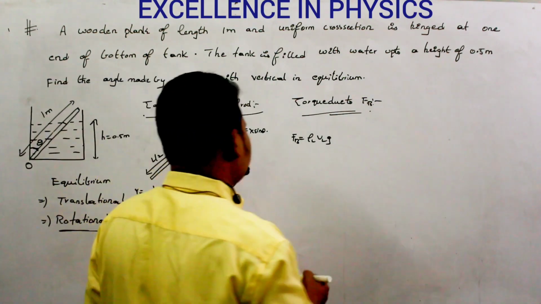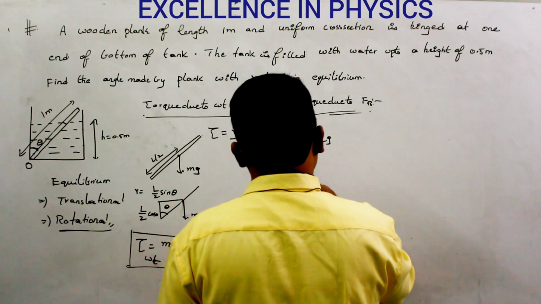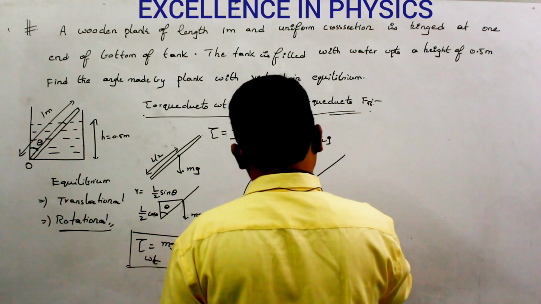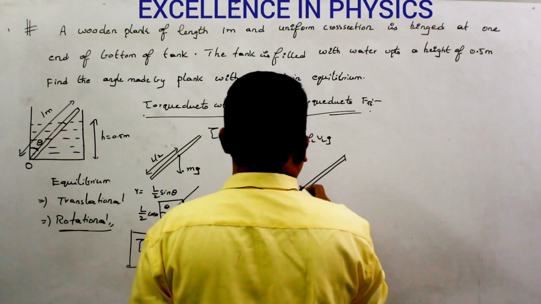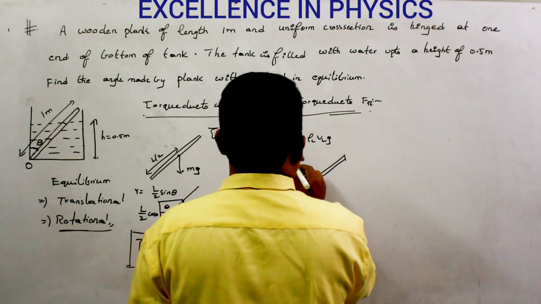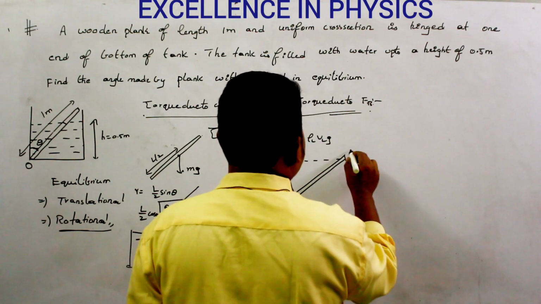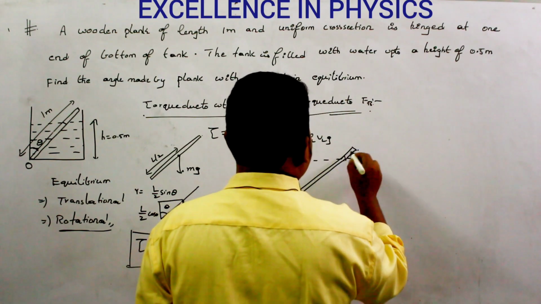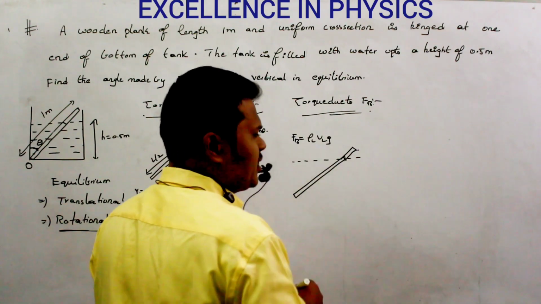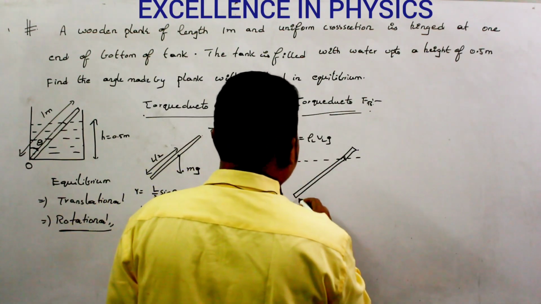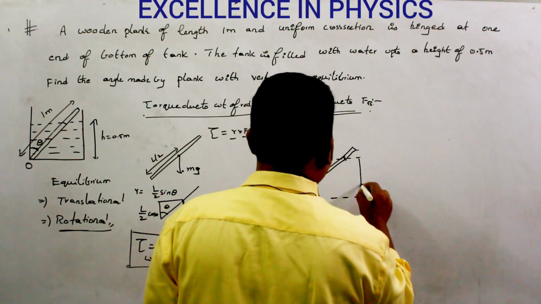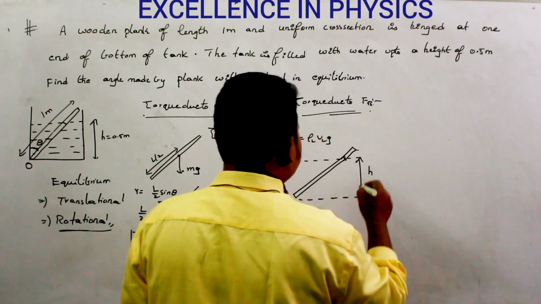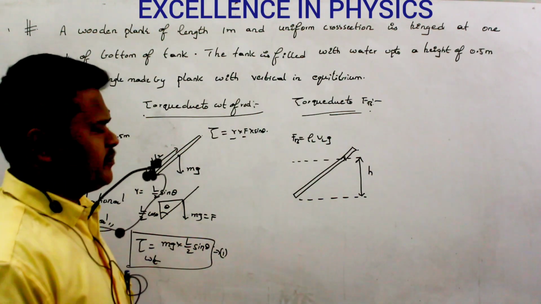So therefore, how can I write? This is the total rod, and the water level is present only up to this level, let us suppose. So the water level is present only up to here. And what is the level of water? The level of water is already given: H is equal to 0.5 meter.